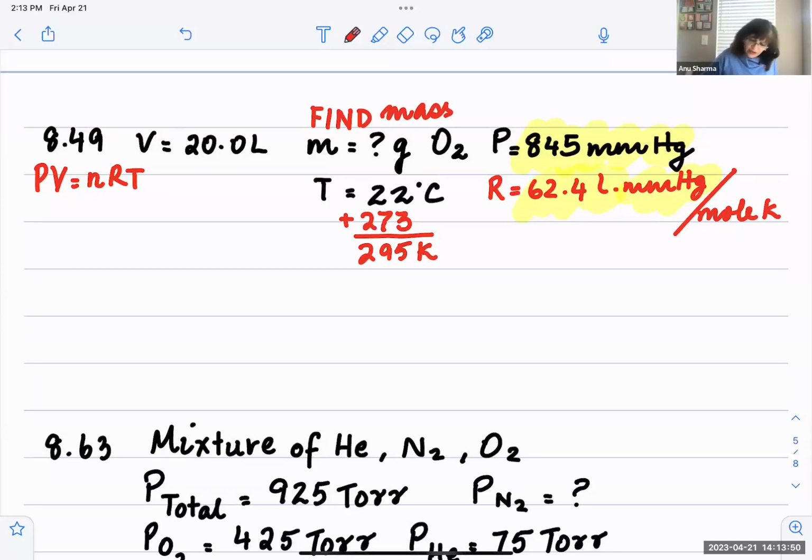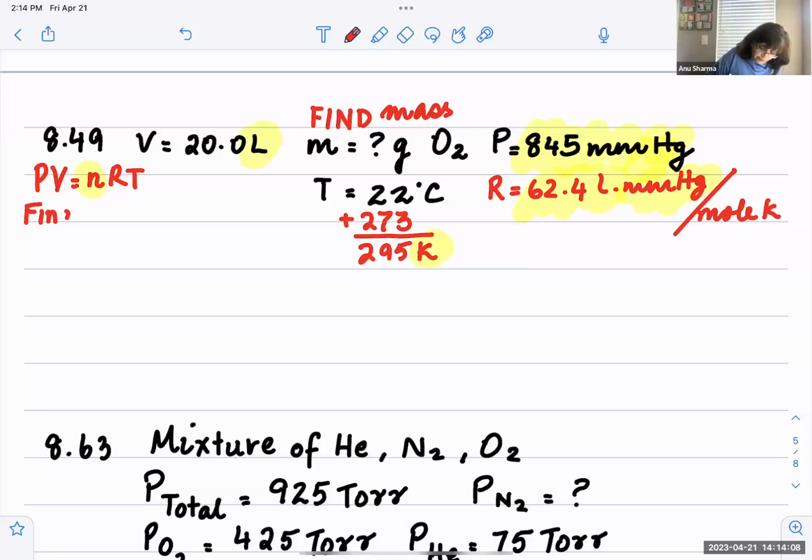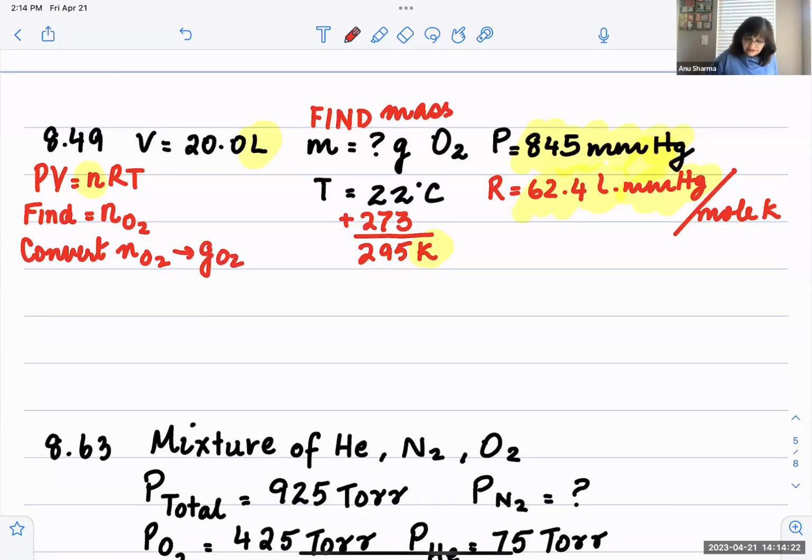Now volume is in liters, so this is good, liters is what we want. Kelvin is what we want. Millimeters of mercury matches with the R value. The only thing that we do not know is the number of moles. So find the value of n for oxygen first. And then second, convert those moles of oxygen to grams of oxygen, because the question is asking to find the mass.